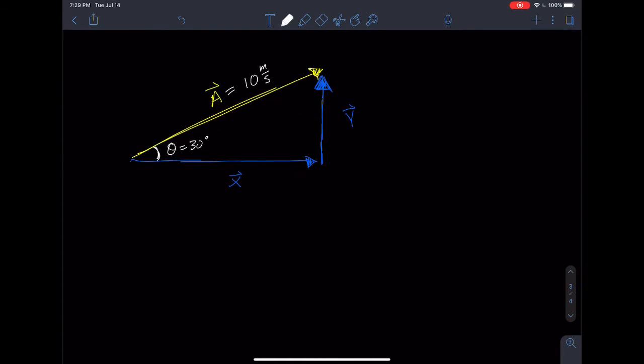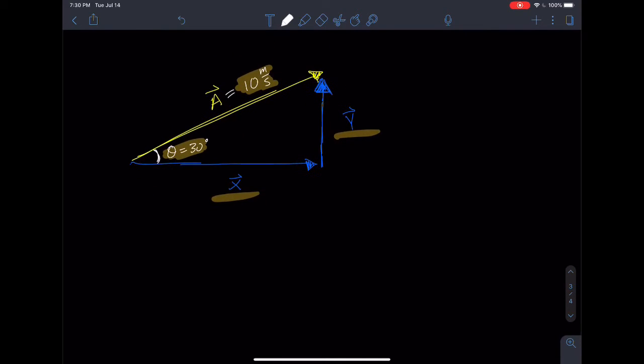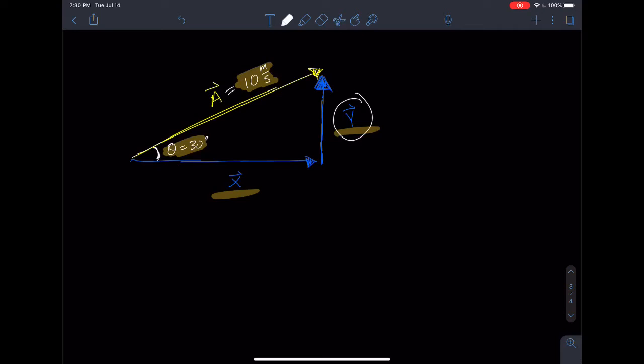Sorry, I'm just doing this on the fly. So let's say we have this angle right here, and we have this magnitude right here. The question might ask, what are the components of this vector? So what is the vertical and what is the horizontal component? Well, the question here is asking us to find the magnitude of vector Y and the magnitude of vector X.